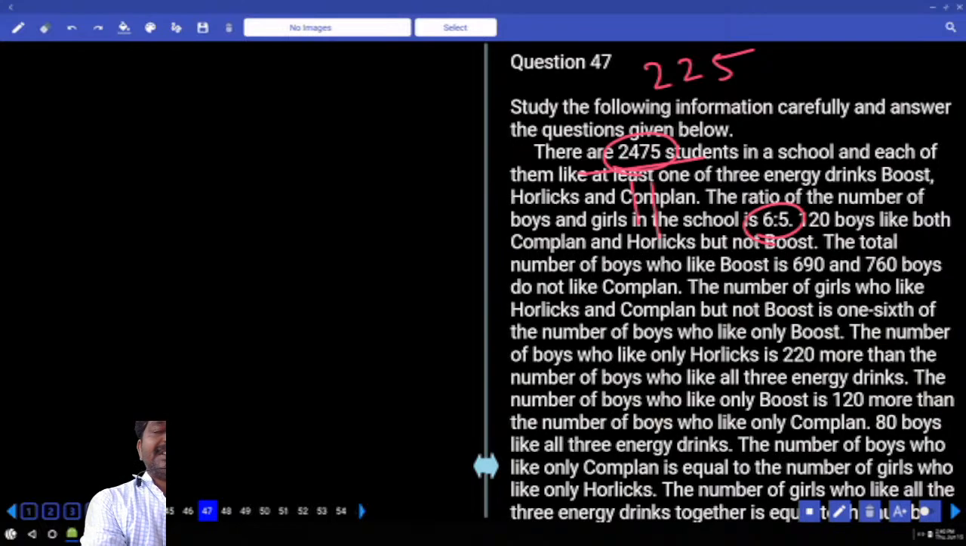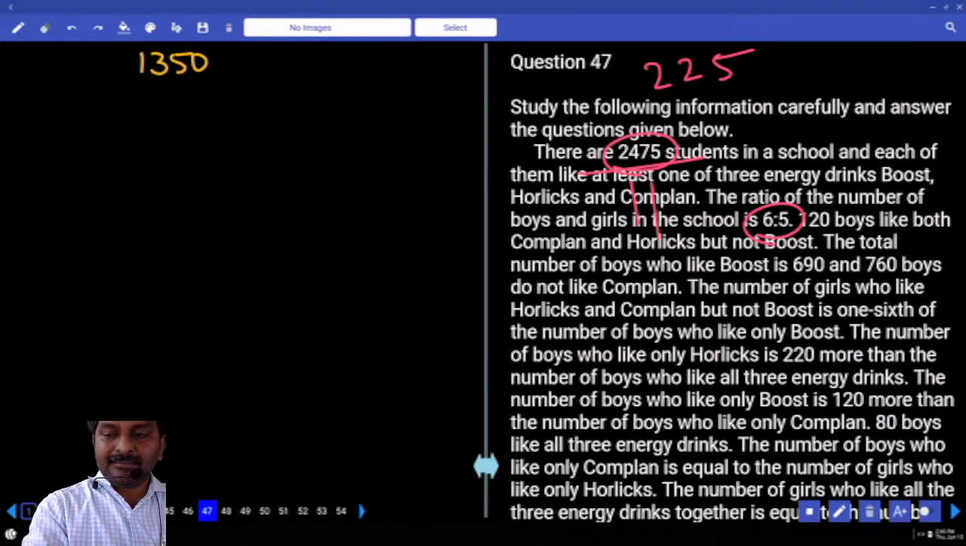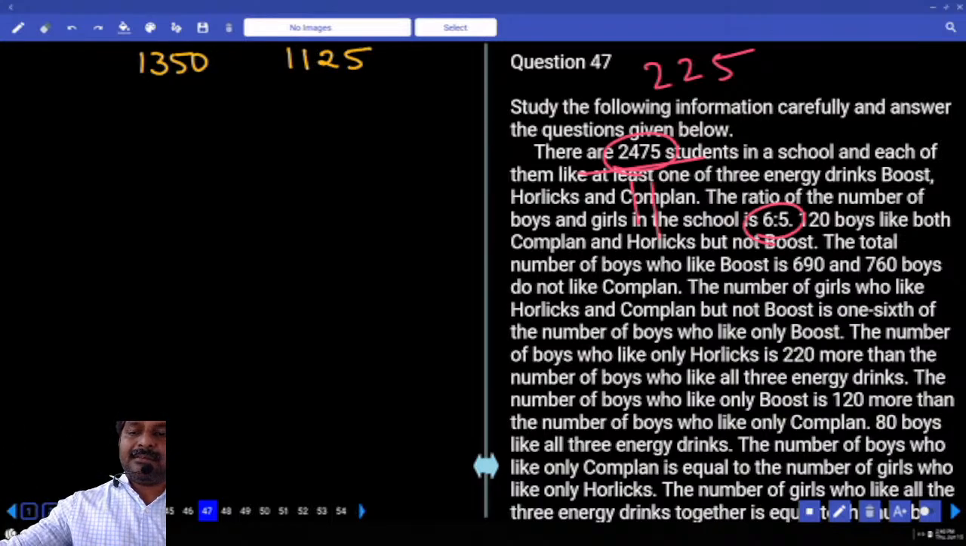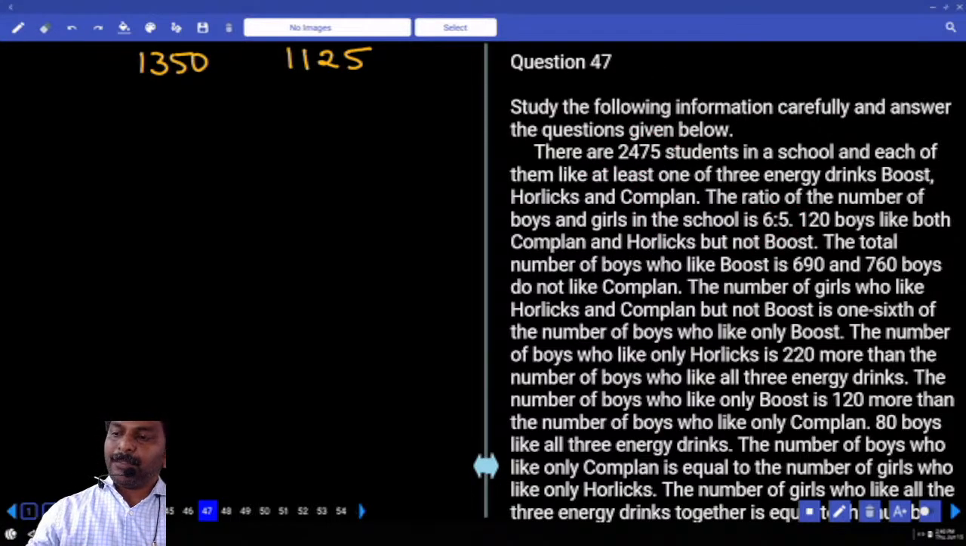6 parts. 6 times means double and triple only. What is double? 450. 450 triple is 1350. Yes. Subtract 1350 from 2475, that gives 1125. Right. Now, 120 boys like both Complan and Horlicks but not Boost.